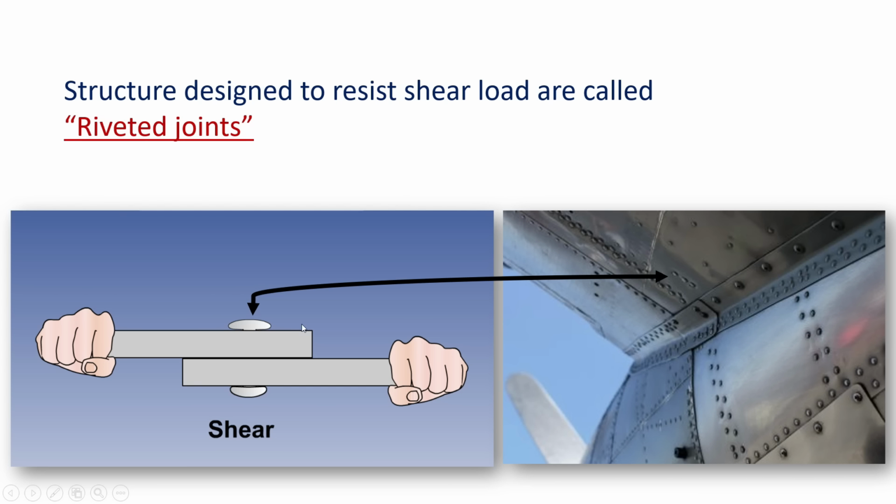Okay, and you might have seen these kinds of bolts on the surface of an aircraft. Generally not in our civil commercial aircraft, but in older military aircraft, you might have seen these kinds of dots. So these are nothing but riveted joints. And what is the purpose? To resist the shear load.